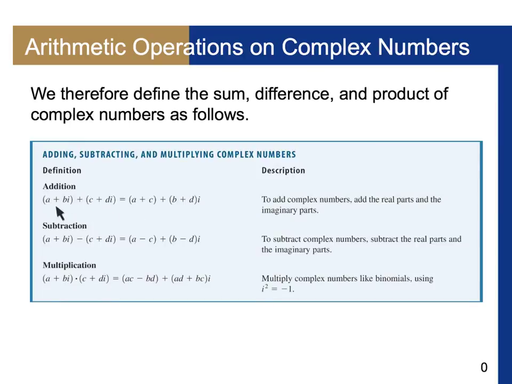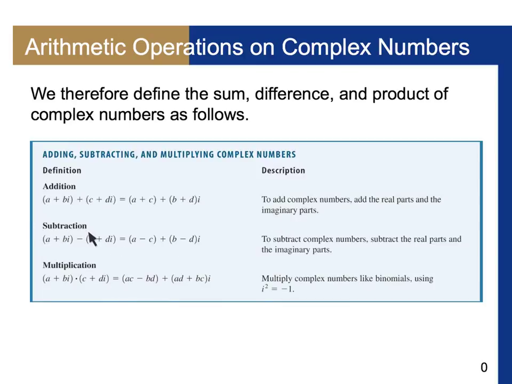So we're going to add the real parts, the a plus c, and then we're going to add the imaginary parts, b plus d, and multiply it times i. Okay, because this is bi and this is di, so we add the b plus d times i. So that's kind of what we're doing, treating i like an x, like a variable. Okay, even though we know it's square root of minus 1. Okay, so to add complex numbers, add the real parts and add the imaginary parts.